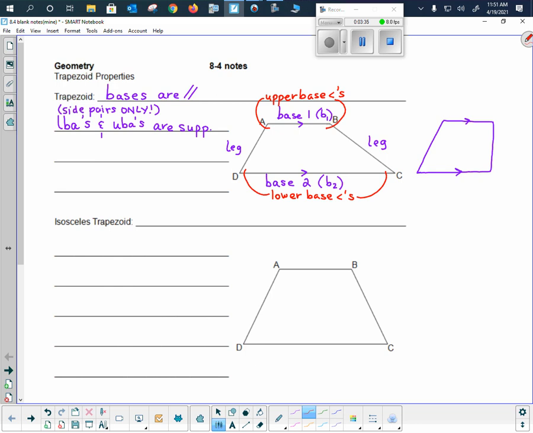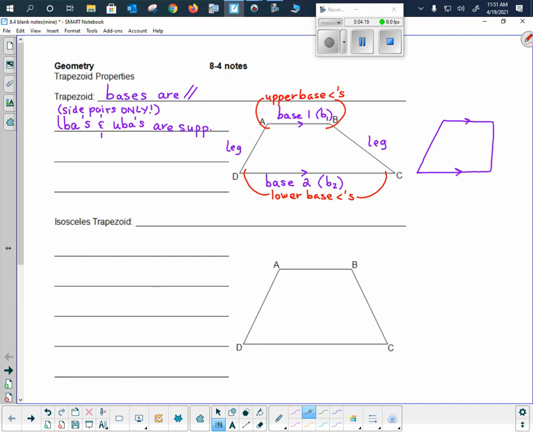Now what I mean by side pairs only is the following. If you just went to this side, meaning this leg, I'm not going to draw over the whole thing because I want to erase it. But if I just went to this one leg, these two that are connected to it, the upper base angle of A and the lower base angle of D, are supplementary. Okay? And likewise, over here, the upper base angle and lower base angle that are attached to that leg, that side, those are supplementary. So angle B and angle C. Okay? Those are the only ones that are supplementary to each other. So I'll take that out to not complicate our picture.